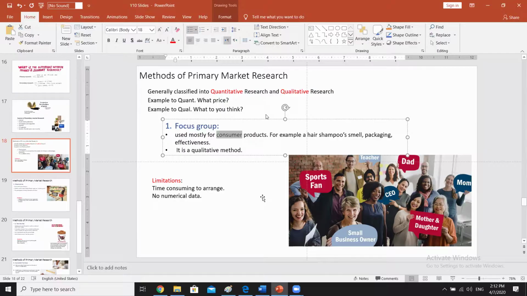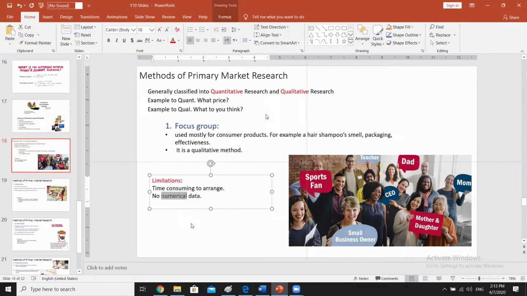Okay, and it's qualitative, which is a disadvantage, I would say. Okay, so here under the limitations, no numerical data could be obtained from a focus group, so it's exclusively qualitative. And what that means and why it's a limitation, I just told you when I explained the qualitative type of research.